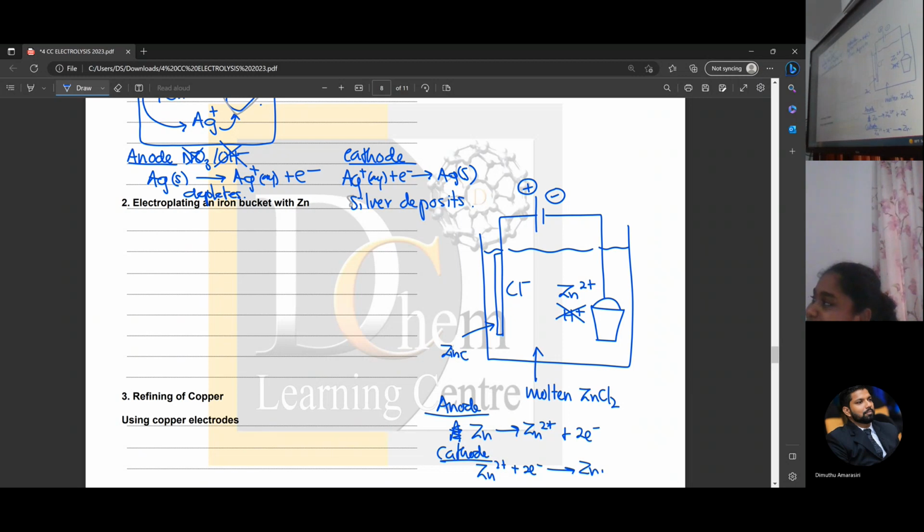The reactivity of the metal decides this. If the metal is more reactive than H plus, then the hydrogen is the only thing getting reduced. In electroplating you want your metal to deposit, so use a molten electrolyte. But if the metal is below hydrogen, it doesn't matter, because it will deposit. So all this information should be processed in your head.